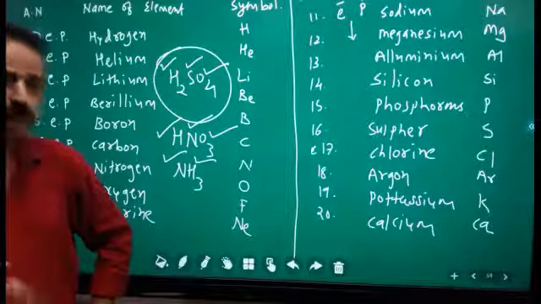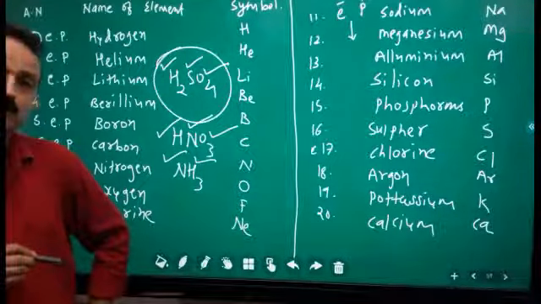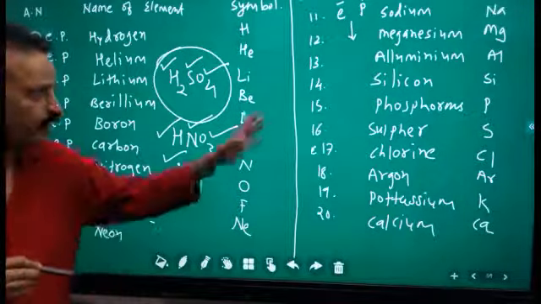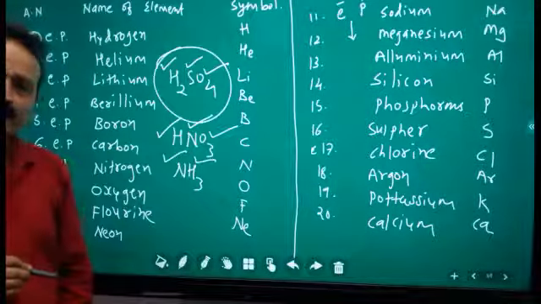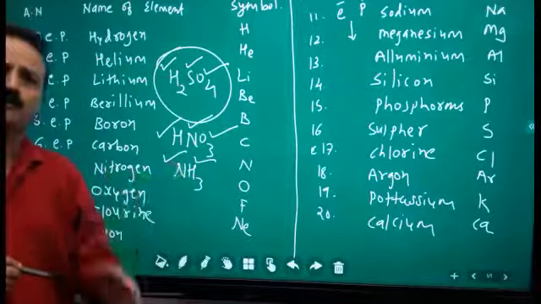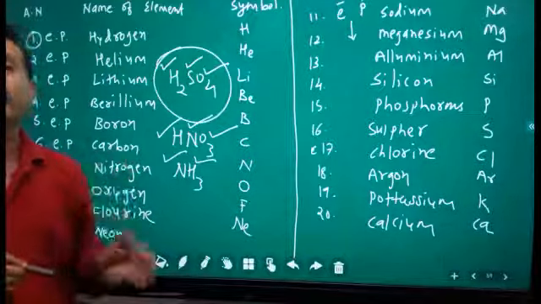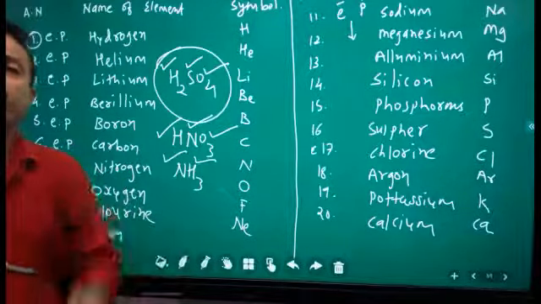So if you want to make the formula of any molecule, you must know the symbol of the atom and the atomic number. As you know the atomic number, you can easily count how many protons are present in the atom and how many electrons are present in the atom. It is equal.